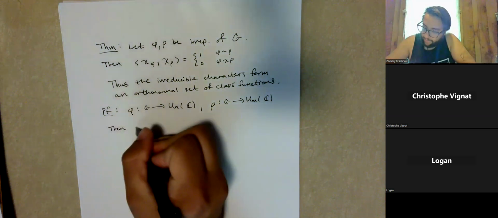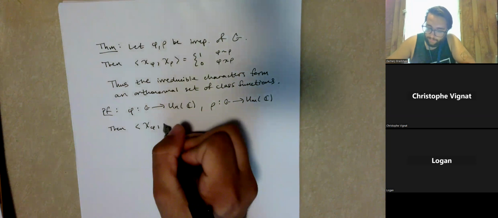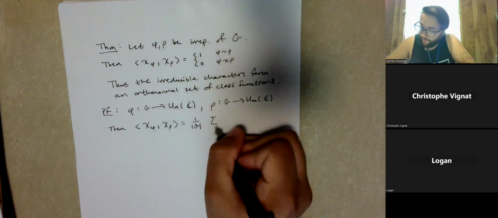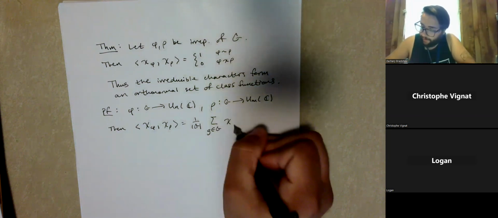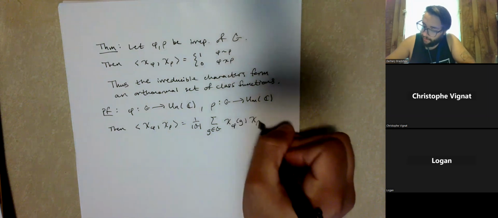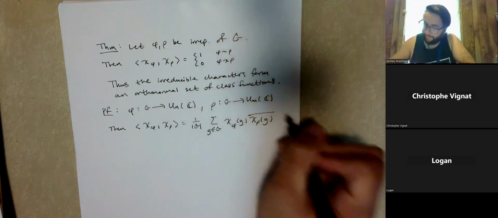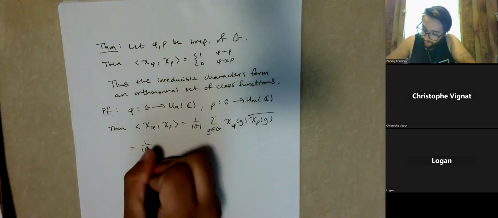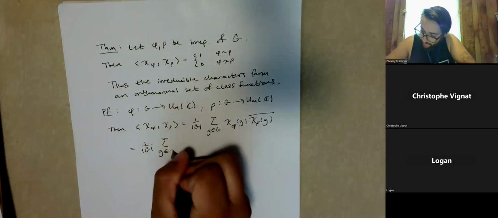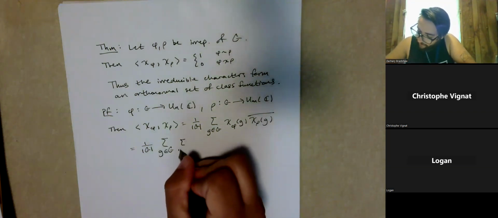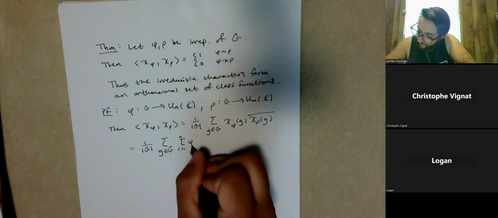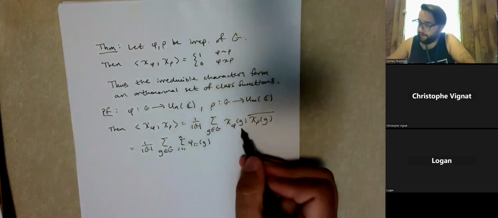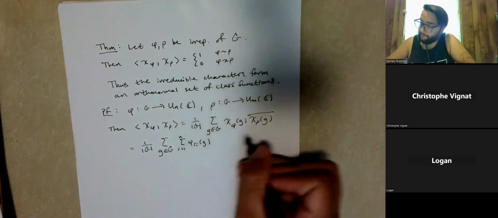Well, then the inner product of chi phi with chi rho, by definition, is 1 over the order of G, the sum over g in G, of chi phi of g times chi rho of g complex conjugate. And this is equal to, by definition, the sum from i equals 1 to n of phi i i of g. So this n here is the degree of phi, and I'm going to use m for the degree of rho.